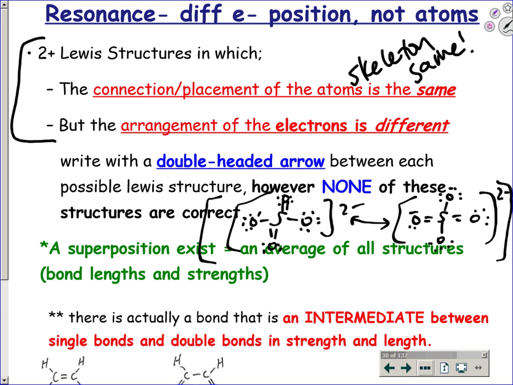So I would normally call a single line a single bond. I'd normally call a double line a double bond. But what happens is the line, instead of being drawn as a double bond like that, we draw it dashed to indicate that the double bond is not here, here, here, here. It's spread out equally amongst all 4 bonds.